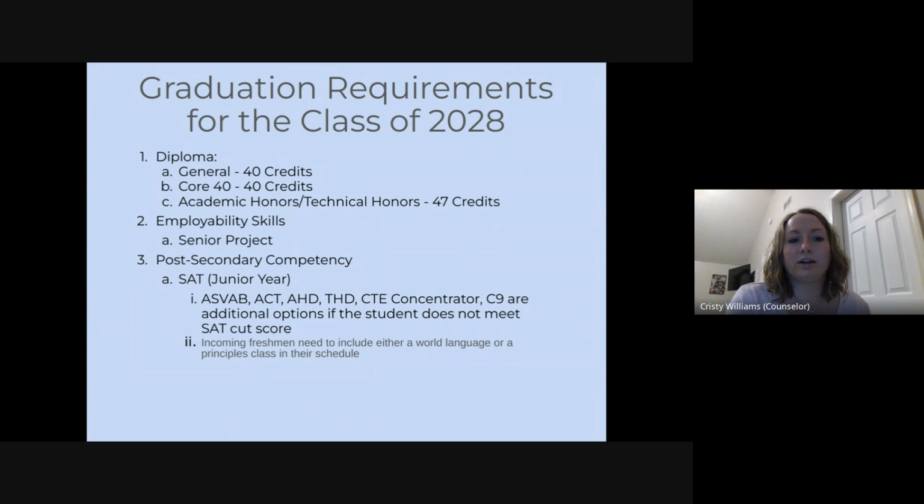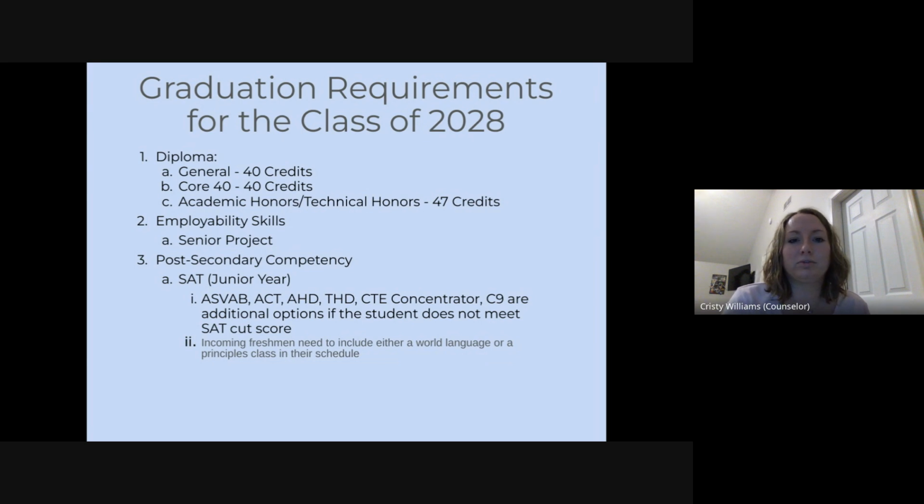So for the class of 2028, there are 4 different types of diplomas. There's the general, the core 40, the academic honors, and the technical honors diplomas. Most students end up graduating with the core 40 diploma, whereas another larger amount still do graduate with the academic honors. And then a few who go to C9 will graduate with the technical honors diploma by the time that they graduate.